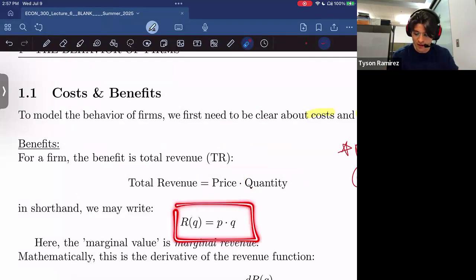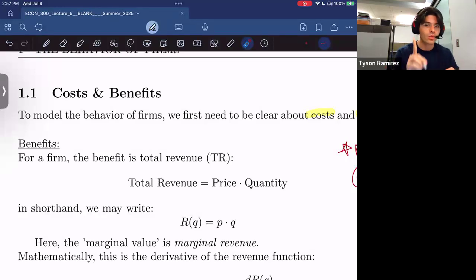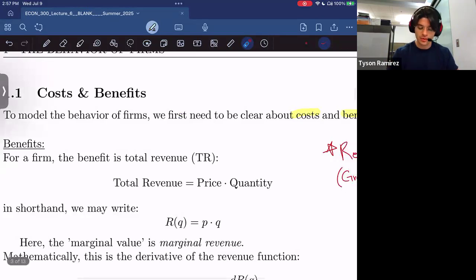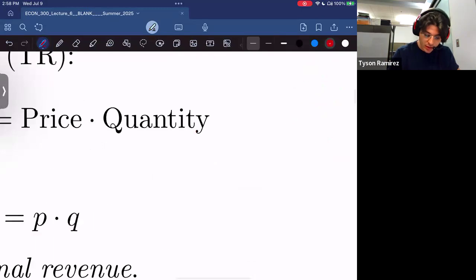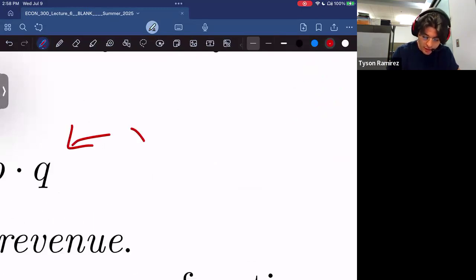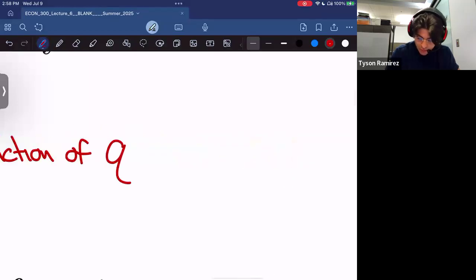If we were to put this in math, it's simply that revenue is a function of quantity, and it's just price times quantity. Straight up easy. Why is this just a function of Q and not P? Take a sec, see if you know the answer. The answer is that we're working in perfect competition. I won't diverge too much into this, but right now, all I want to point out is that this is a function of Q only.